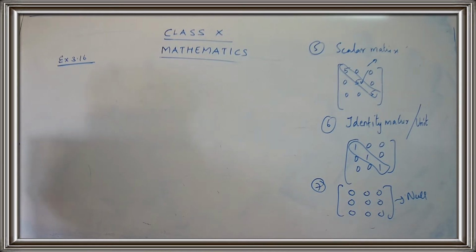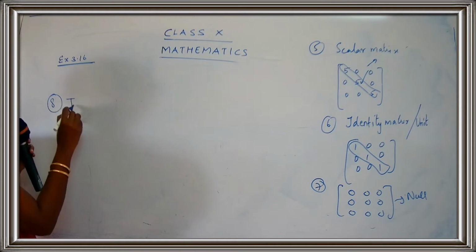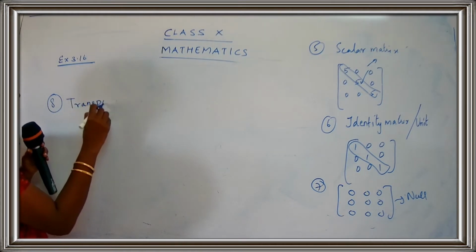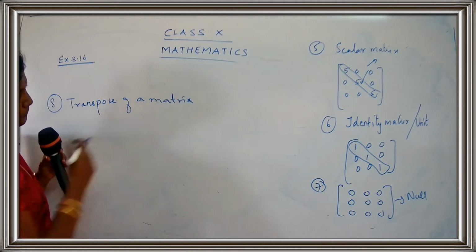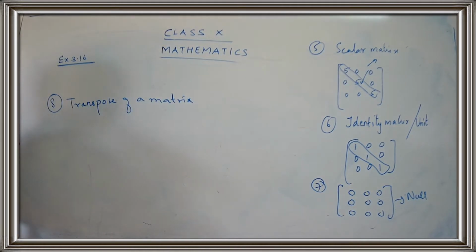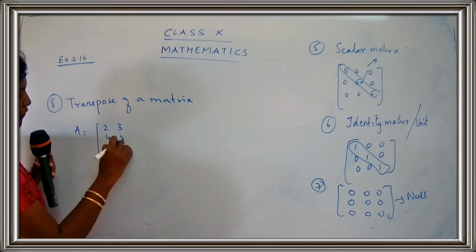Okay, children? Now coming to the transpose of a matrix. Transpose is interchanging of rows and columns. What is a transpose? Transpose is a matrix which is obtained by interchanging rows and columns. So you have to interchange the rows into columns. Suppose I give you an example. If A is 2, 3, 4, 5, 6, 7.